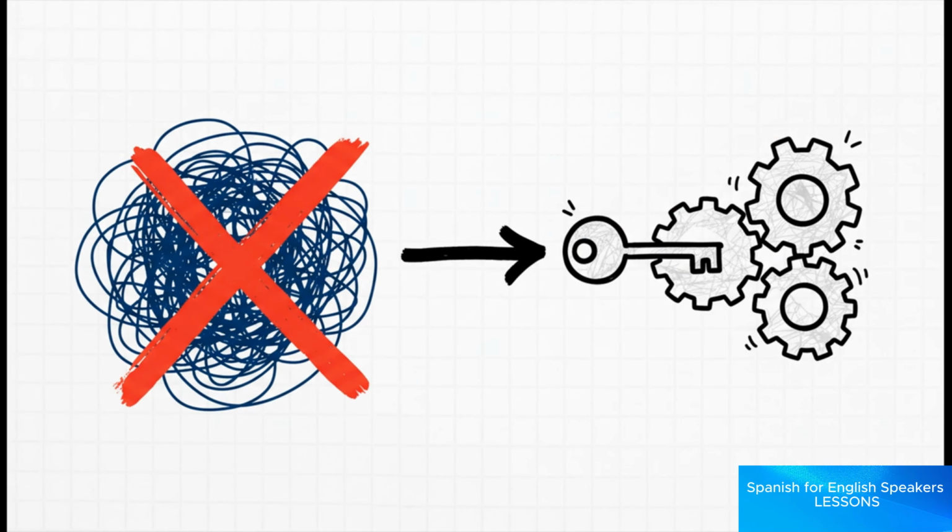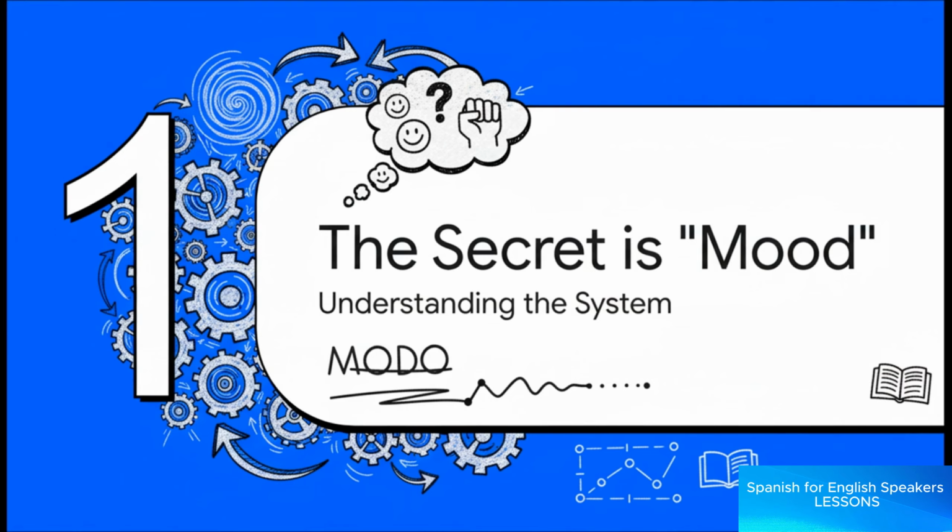But here's the secret, and this is the most important part of this whole thing. Freaking out about that number? That is the wrong way to look at it. The key isn't memorizing 17 separate things. It's about understanding the simple, really elegant system that holds them all together. And that whole system really boils down to one powerful concept: mood, or as they say in Spanish, modo. Once you get your head around this, I promise, everything else just starts to click.